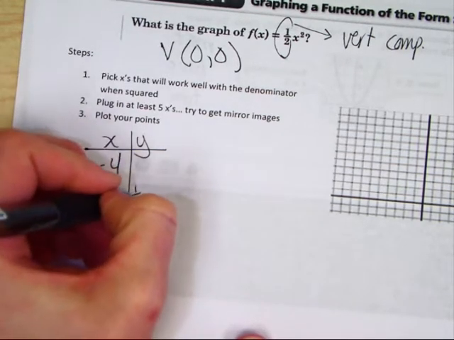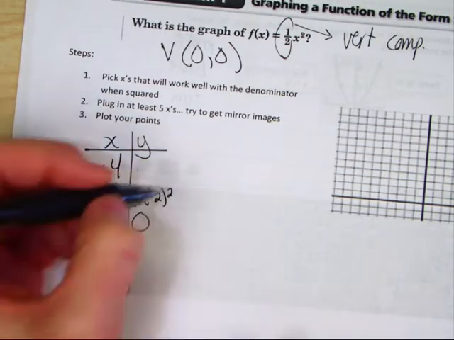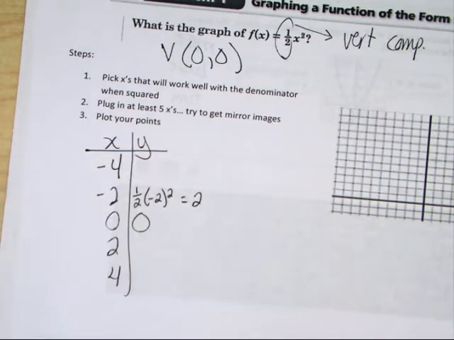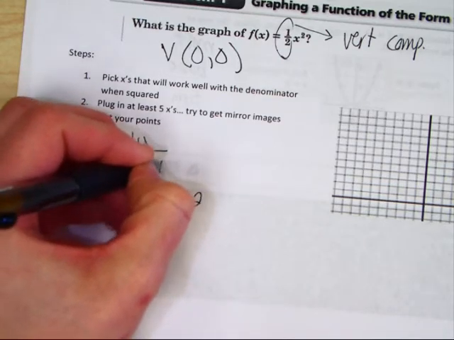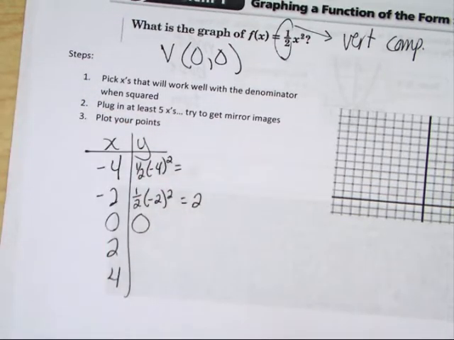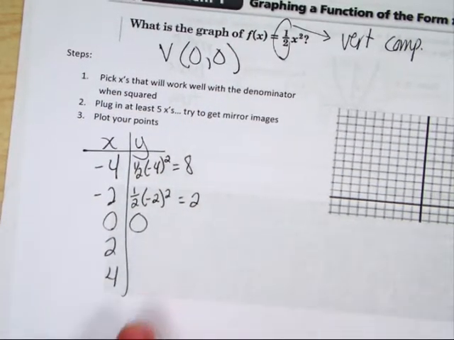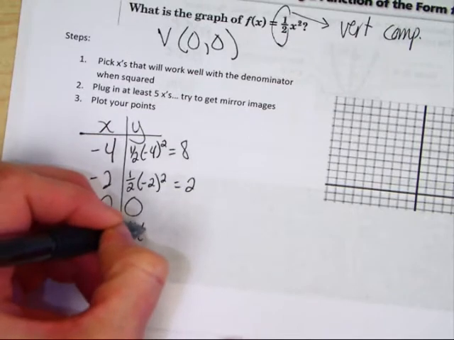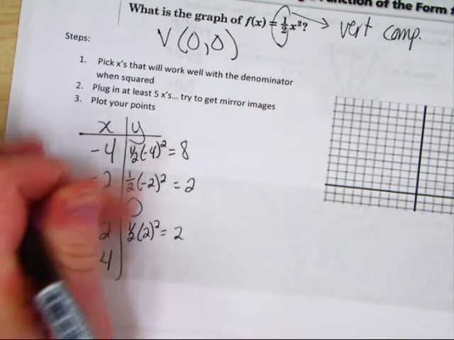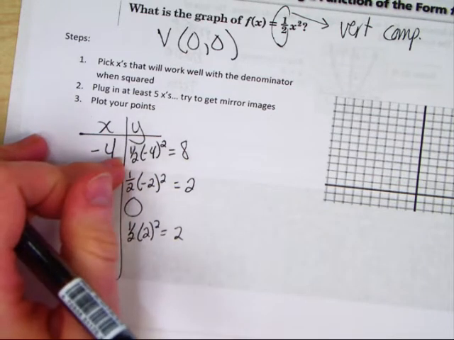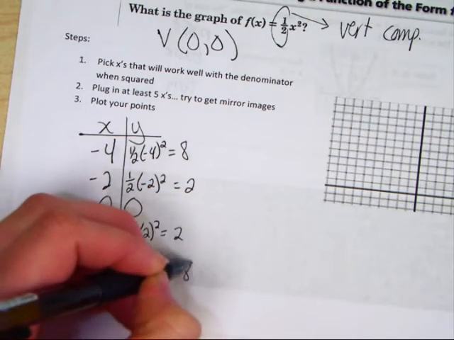So we'll do 1/2 the quantity -2 squared. So that's really 1/2 times 4, which is just 2. And then we move on. 1/2 times the quantity -4 squared. Well, that's like half of 16, and half of 16 is 8. Now these will be mirror images all the time, as long as you do it right. Again, half of 4 is 2. Remember that the negatives became positive because we squared them. And half of 4 squared, which is half of 16, is 8.